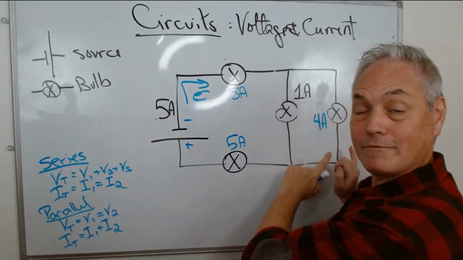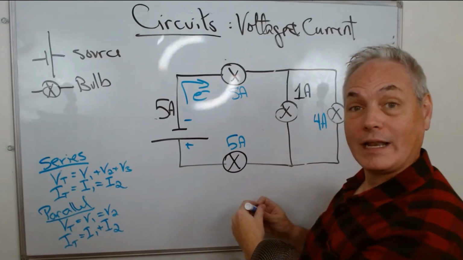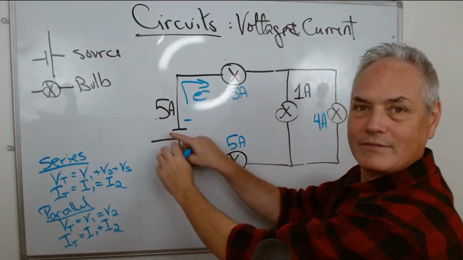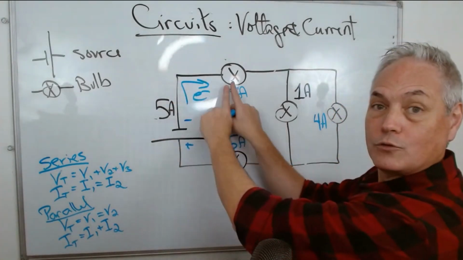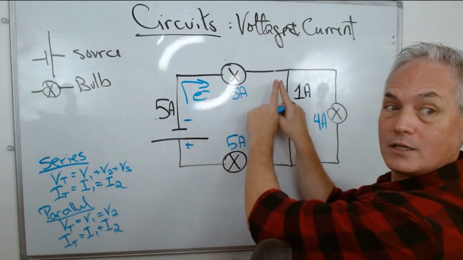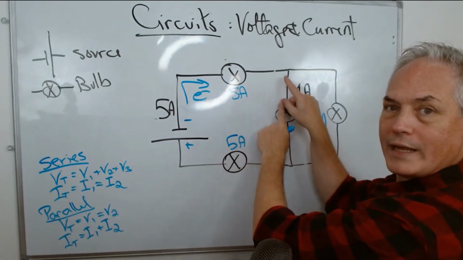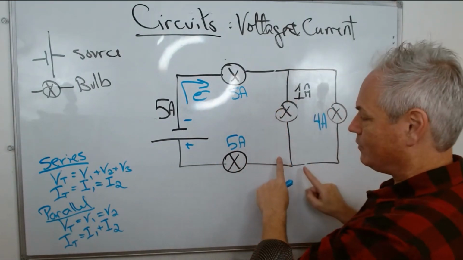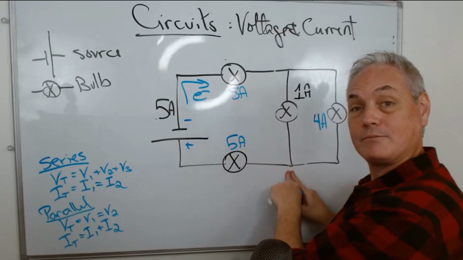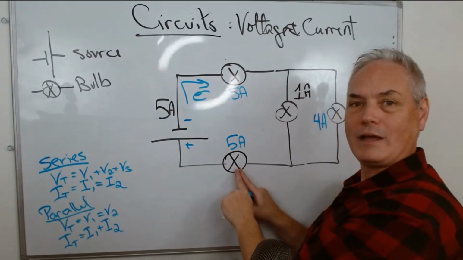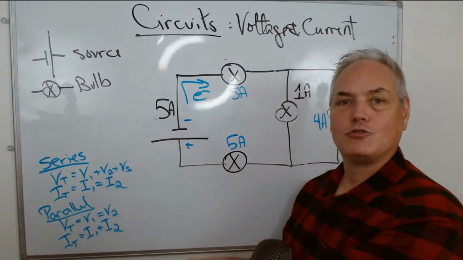And here we have 4 amps going for the last bulb. So let's see. We have 5 amps through the source going to 5 amps through this bulb right here. We have an intersection. 1 amp will go here, 4 will go there, and then we'll come back here, and the 5 amps are here together again. Then we have 5 amps and 5 amps to the source.